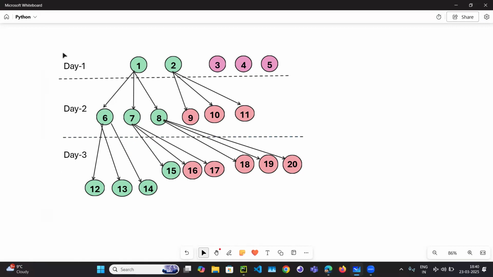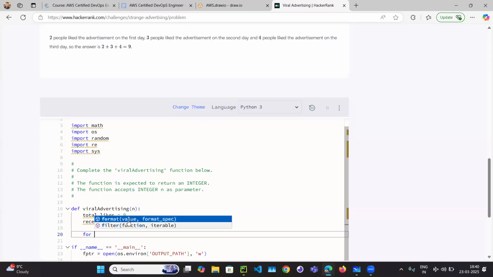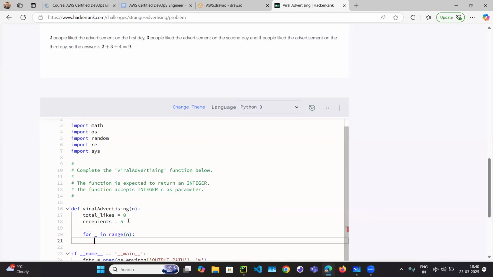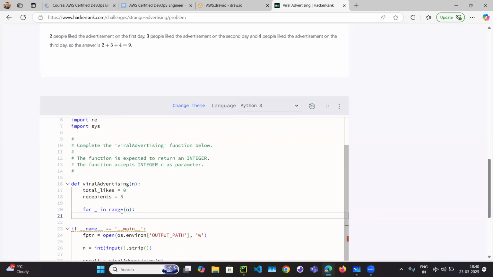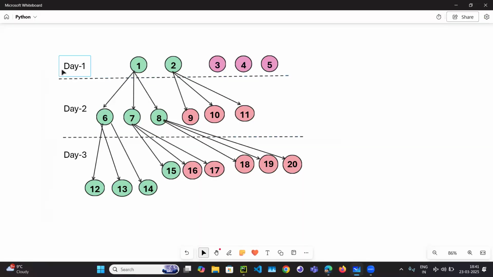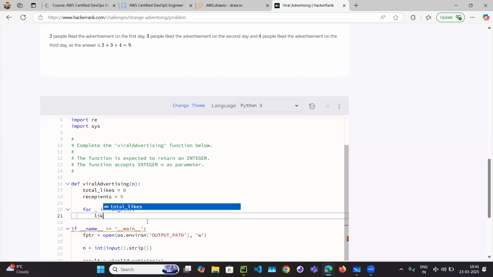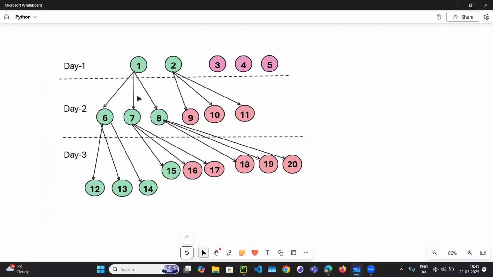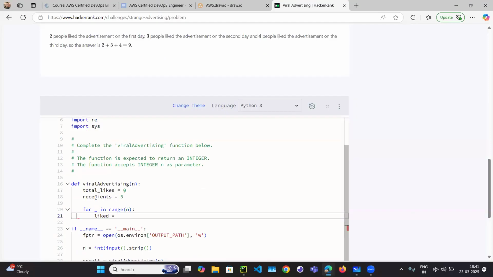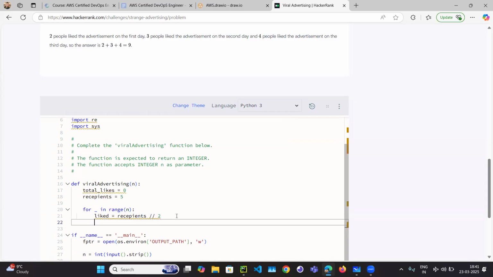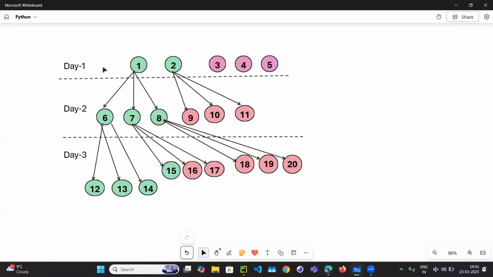It means you are going to run some loop. So for underscore in range of n, where n is the number of days. All right, so now you have run the loop, so now you are on day one. On day one, how many people liked? So liked is equal to whatever the number of recipients divided by 2. We took the floor division. Okay, so day one has been completed.